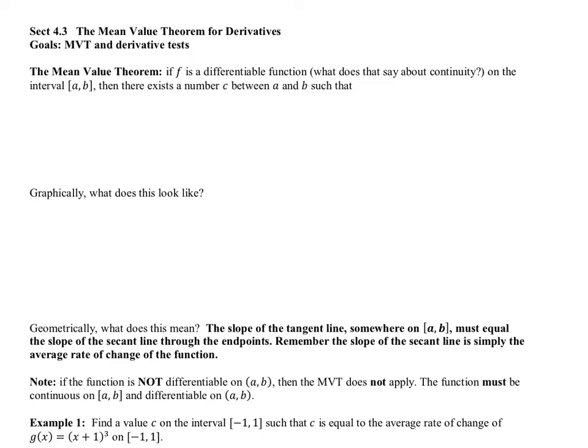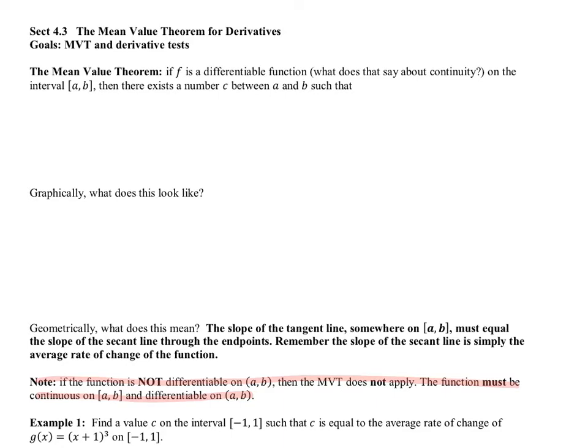With the mean value theorem, we have a function f that is differentiable, and if a function is differentiable, then it is automatically continuous, so it implies continuity. It's continuous on the closed interval a to b, but differentiable on the open interval a to b. That doesn't say it very well in that first statement, but a little further down the page it says it really well: it has to be continuous on the closed interval a to b, but differentiable on the open interval a to b.